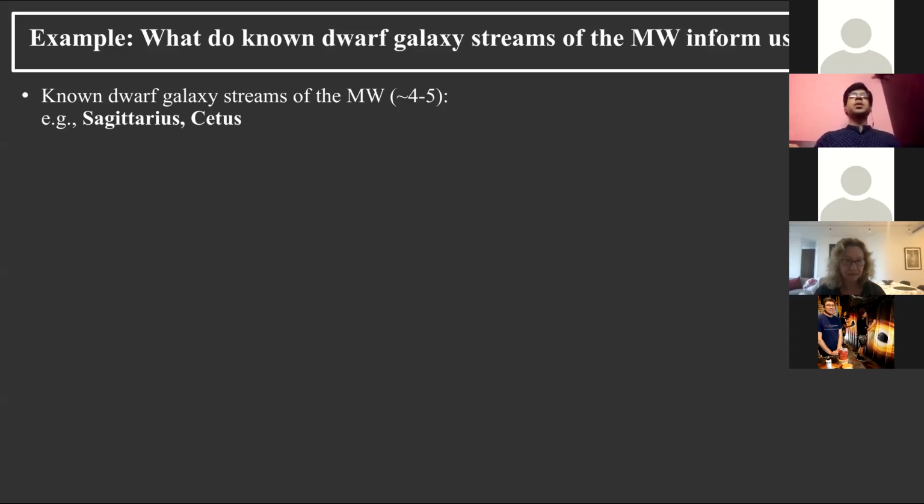Yeah. Perfect. So first, let me try to explain what sort of information we want to extract from streams, or rather, what the known dwarf galaxy streams of the Milky Way inform us about generally. In the Milky Way itself, we know of about 4 to 5 dwarf galaxy streams, so streams formed by dwarf galaxies. Two of the prominent examples are the Sagittarius stream and the Cetus stream.